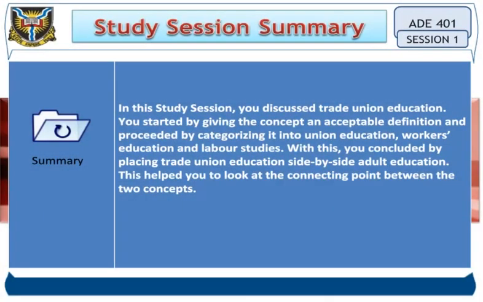Study session summary. In this study session, you discussed trade union education. You started by giving the concept an acceptable definition and proceeded by categorizing it into union education, workers' education, and labor studies. With this, you concluded by placing trade union education side by side with adult education. This helped you to look at the connecting point between the two concepts.